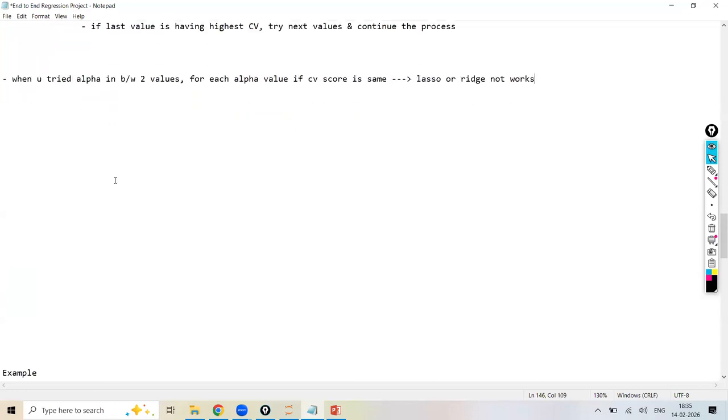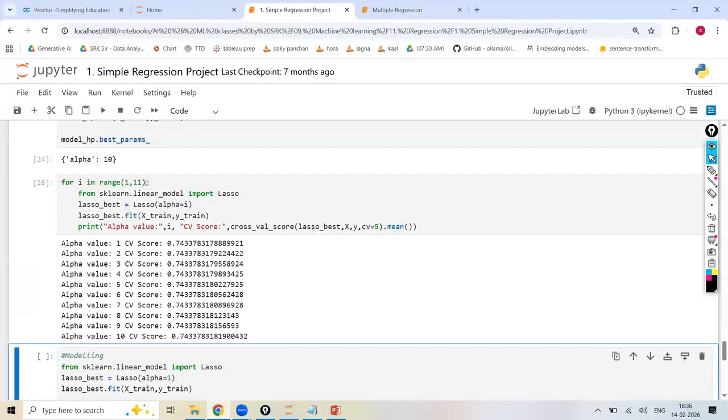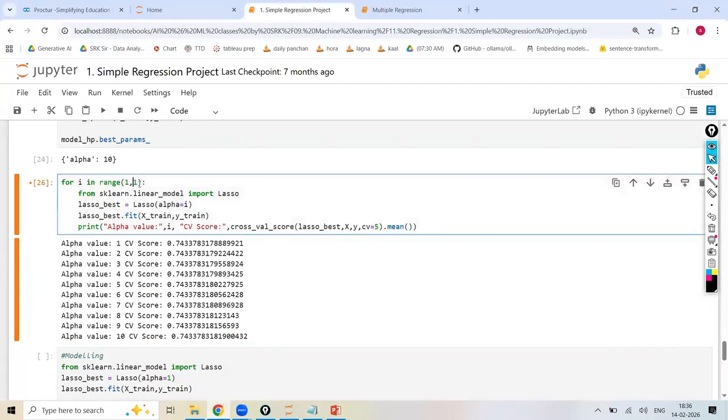When you are trying the alpha between any two values, take any two values of your choice. Generally, we'll start with 1 only. The ending number you can take even 10 or 20 or 30 or 40. I'm just changing this one to 40. First, alpha is equal to 1, fit on X train, Y train, calculate the CV score.